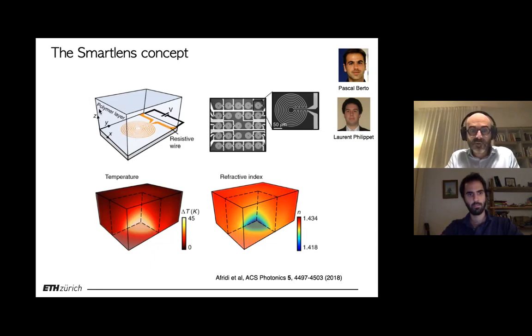This will change the temperature within my polymer. And this will be translated into a refractive index change. So if I'm able to shape my temperature landscape, I may be able to achieve some functionalities, like, for instance, a lens.